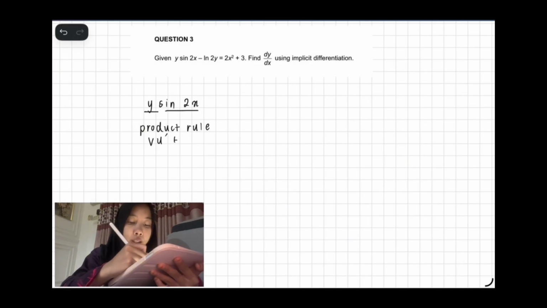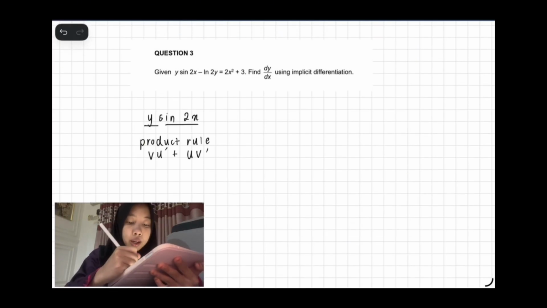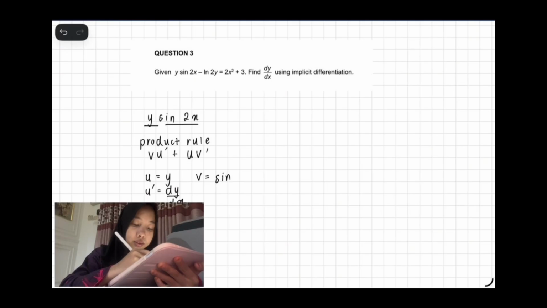v u prime plus u v prime. So let u equal y and u prime equal dy/dx. And for v equals sin 2x, v prime equals 2 cos 2x.